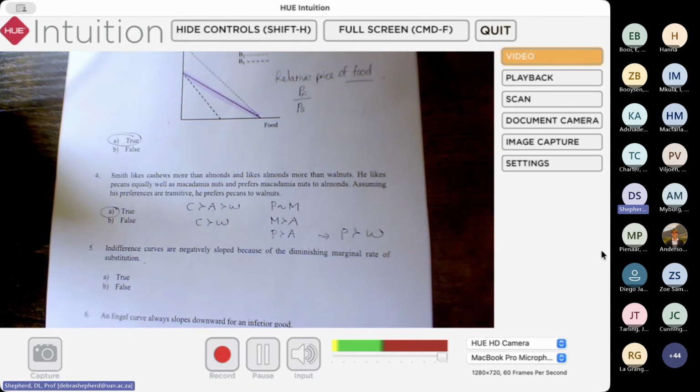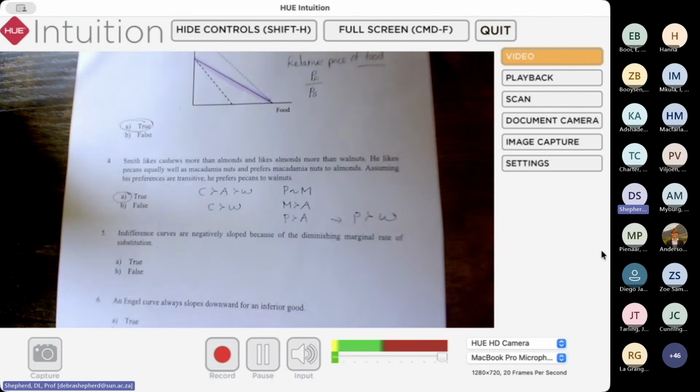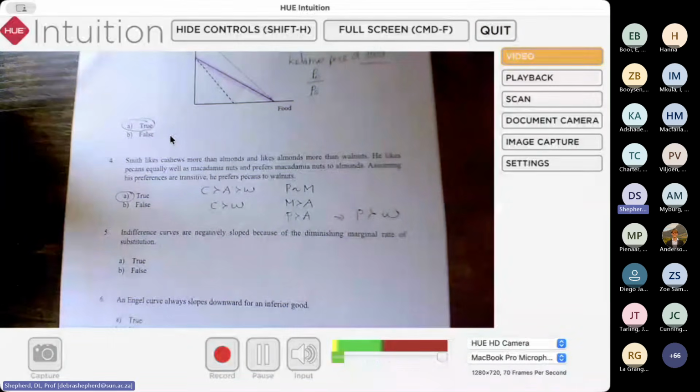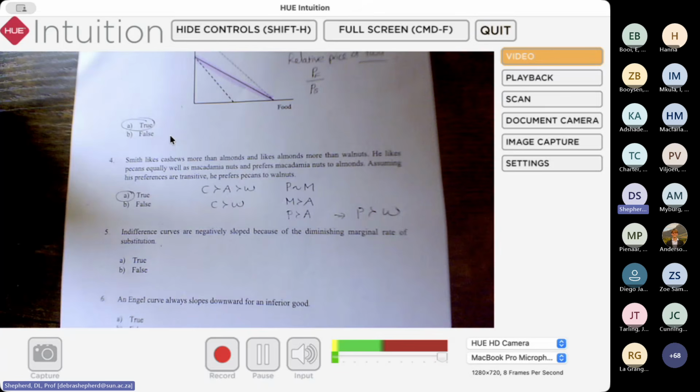Question 5 says, indifference curves are negatively sloped because of the diminishing marginal rate of substitution. True or false? When you have a true or false question, what I'm actually asking you to engage with is, are the different parts of this statement true all of the time? Is there no instance in which this statement falls apart? And this is where the trick comes in.